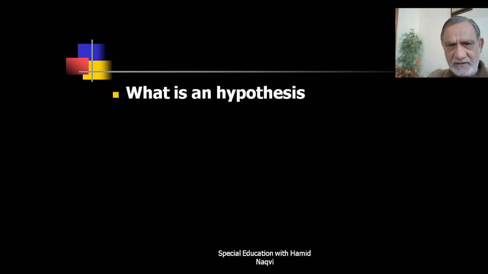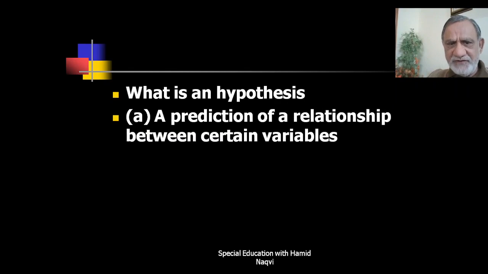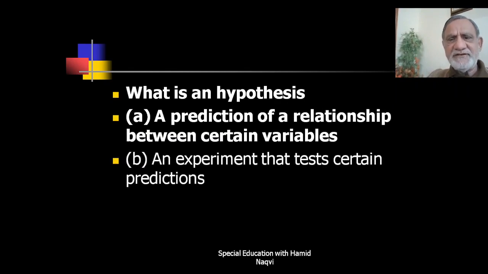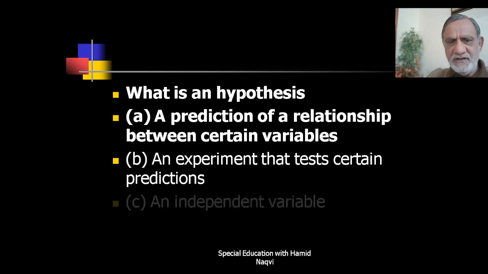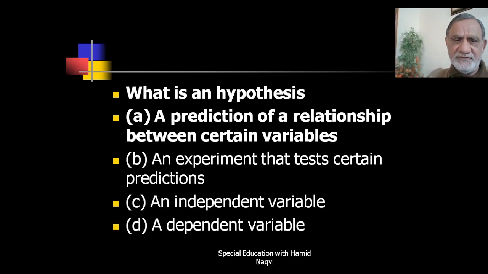What is a hypothesis? A prediction of a relationship between certain variables, an experiment that tests certain predictions, an independent variable, or a dependent variable. The correct answer is the first one, that is, a prediction of a relationship between certain variables is called a hypothesis.